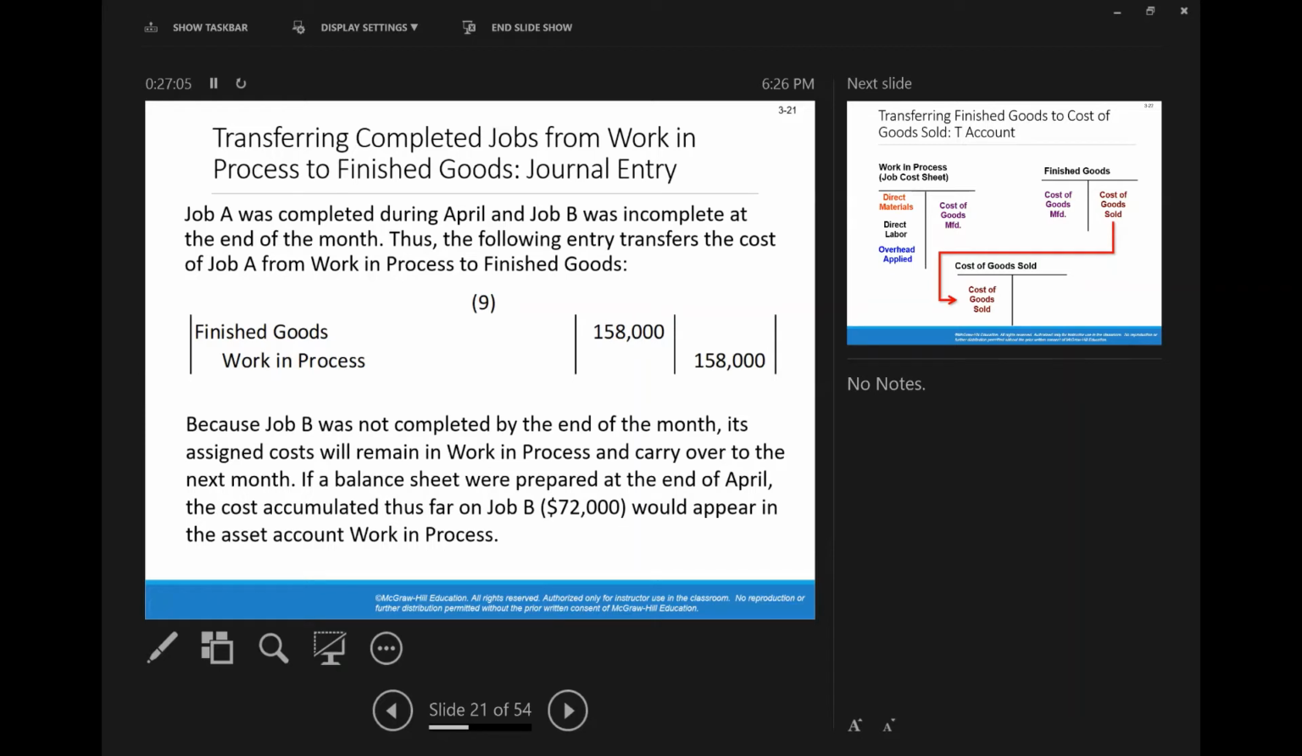Job B is not complete at the end of the month. So the cost stays in work in process. We're not going to move it out. We'll just carry it over for the next month. It'll be the beginning work in process balance. So if a balance sheet were prepared at the end of April, the cost accumulated thus far on B would be 72. So it's just looking at what we had as total costs. We had A and B. So we pulled A out and now what's remaining is B. So we have work in process for B, 72, and we'll have finished goods for 158 on the balance sheet.